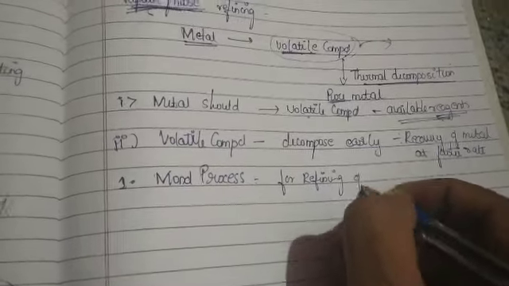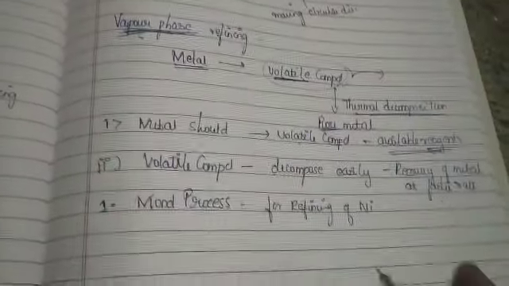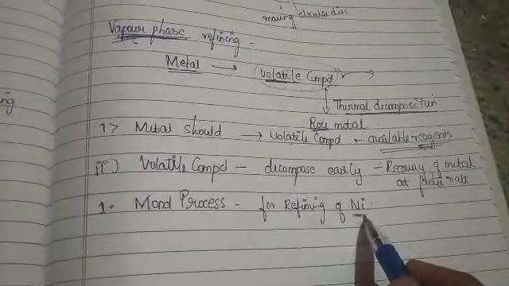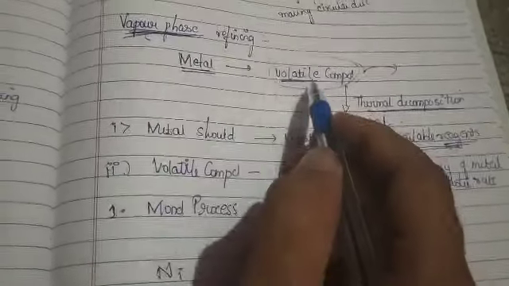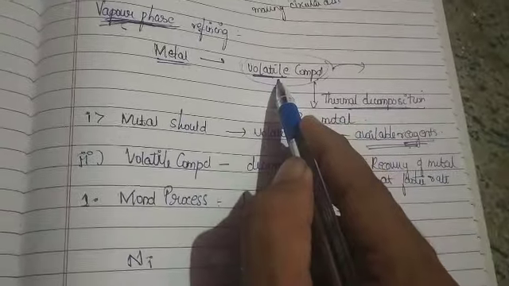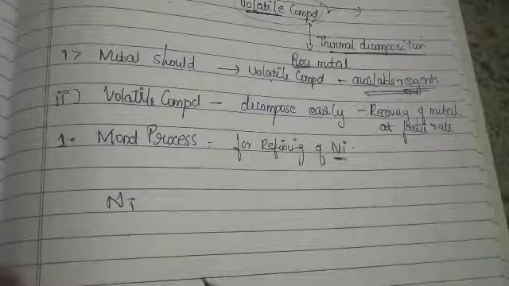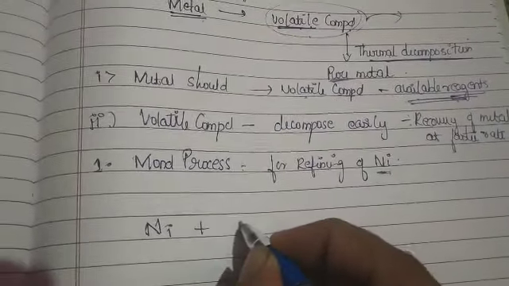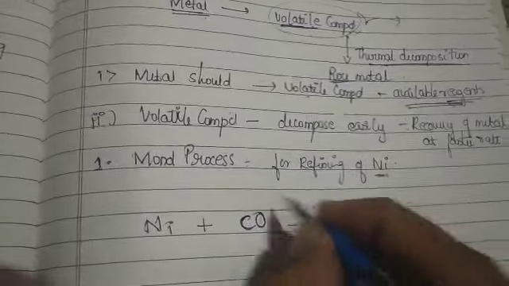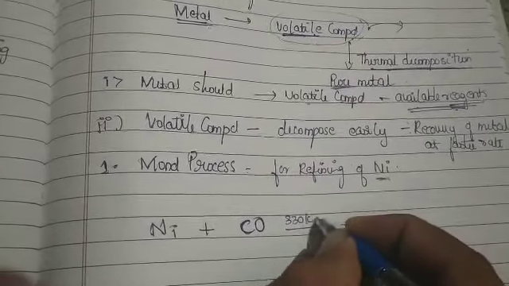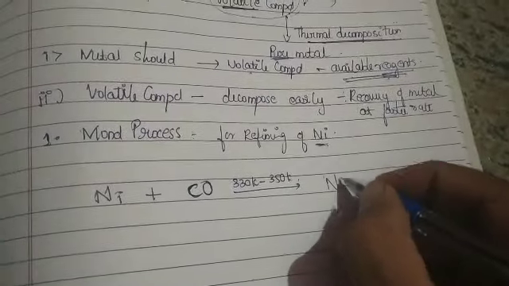Now let us see what we have said initially. Of course, your metal is nickel. So what we have to do first is convert this metal to a volatile compound. Of course, I said we do this by utilizing the available reagent. So what is the reagent? Let us see here. Nickel in the presence of carbon monoxide, maintaining a temperature of 330 Kelvin to 350 Kelvin, will give you the complex.